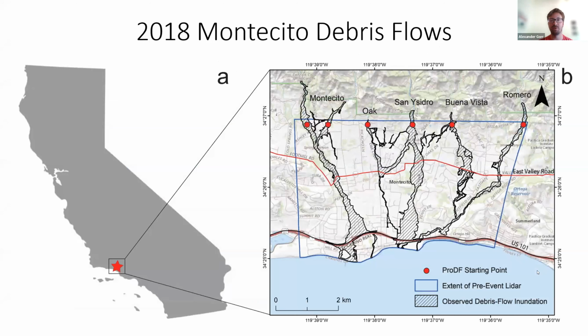Coming back to the Montecito debris flows, I'm just going to introduce ProDF through the lens of this event, primarily due to the comprehensive data that's involved here. In the days following the event, a team from the USGS traveled to the site of the debris flows and got really great detailed information about the extent of inundation, shown here by the hashed polygons, as well as debris flow volume and peak flow depth data.